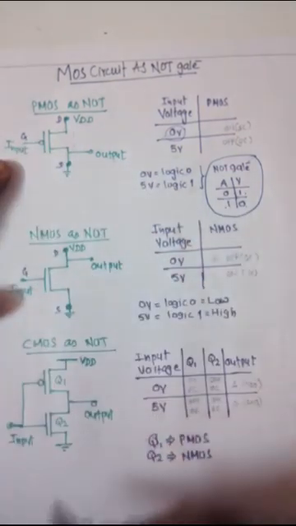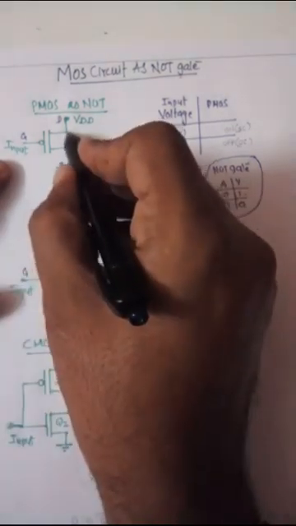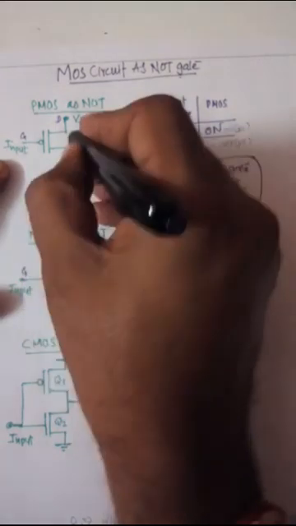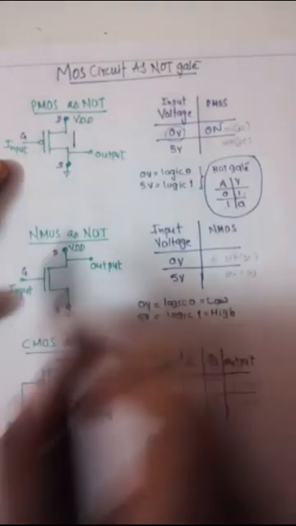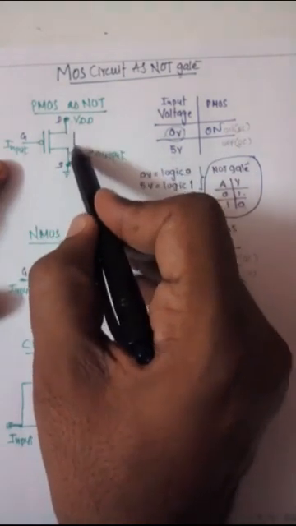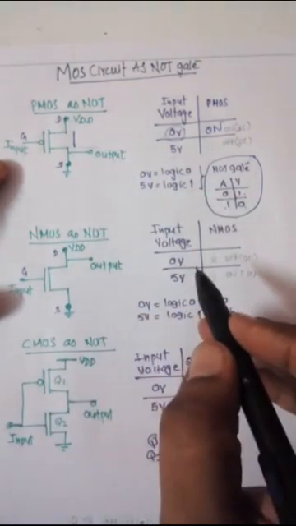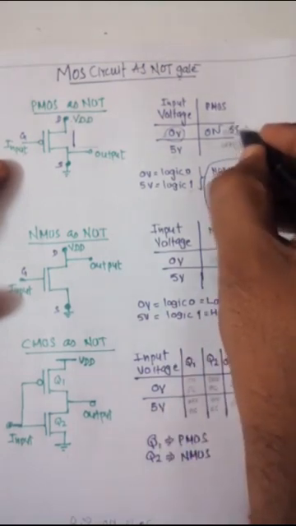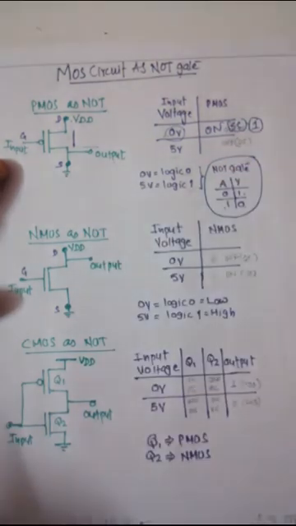We know that if the input voltage is low, then the PMOS will be in the on condition. On condition, what happens? It behaves as a short circuit, so current will flow through like that, and the output will be available. Since the short circuit is there, the output is 1.